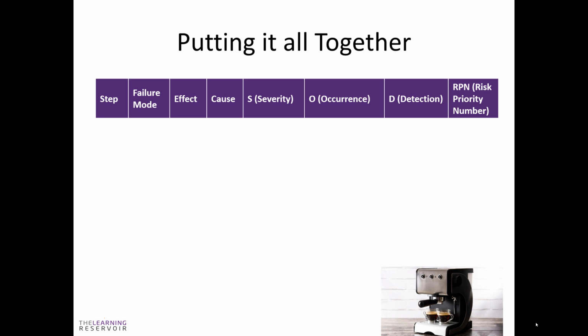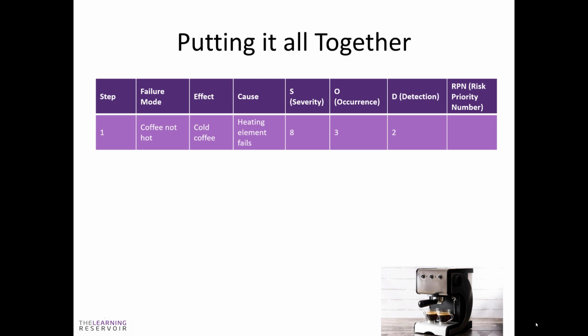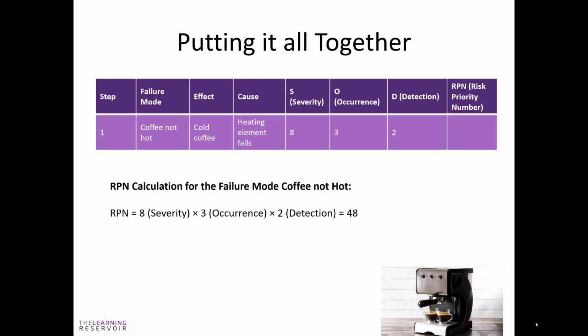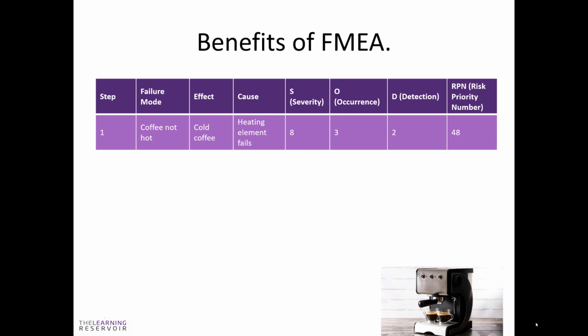So here we're going to tabulate what we've just covered. We looked at this one step in the process of making coffee, and we found that the failure mode was the coffee was not hot, the effect was cold coffee, the cause was the heating element failure, the severity rating was 8, the occurrence rating was 3, the detection rating was 2, and our RPN number, which we get by multiplying severity by occurrence and detection, is a number of 48.